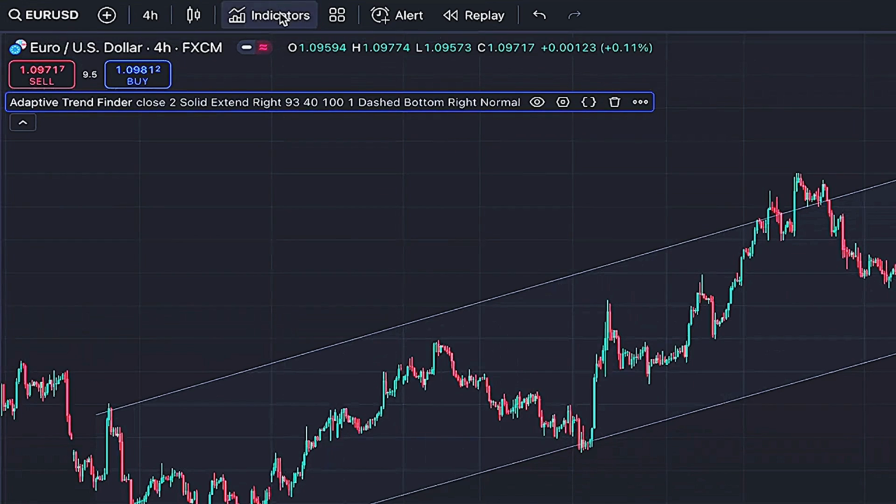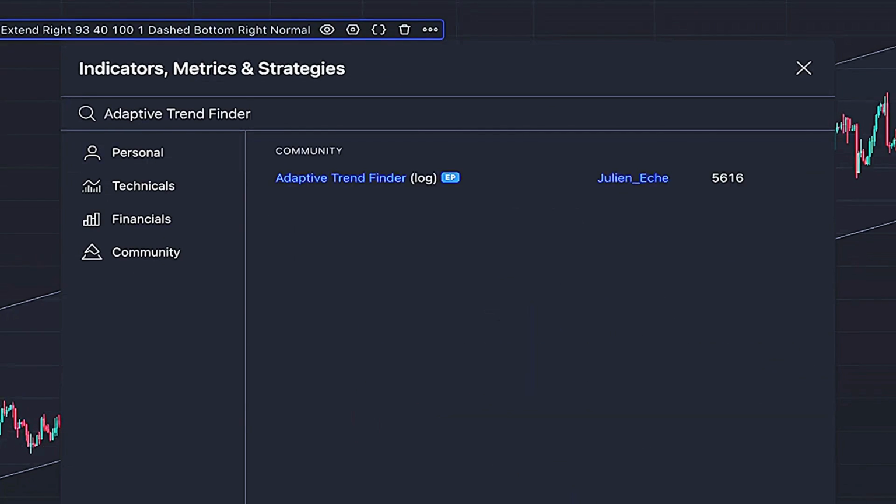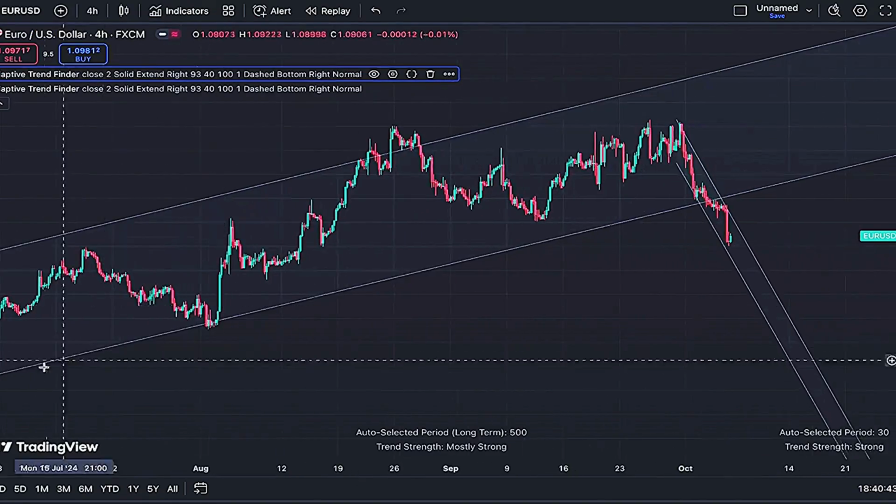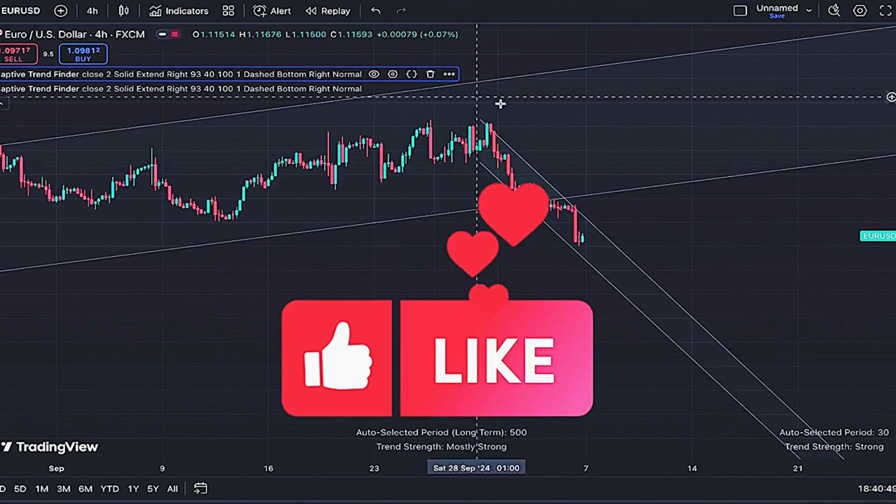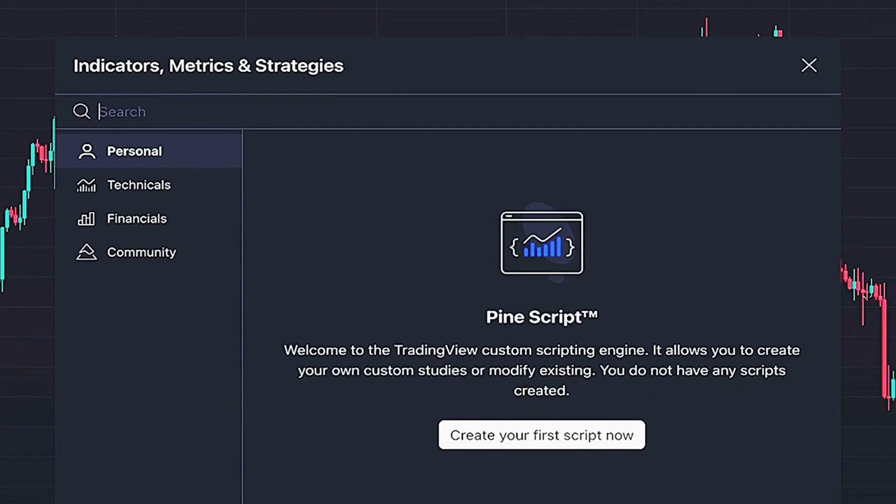One effective way of using this indicator is having 2 of them, one showing long-term and the other showing short-term, which, with the help of this setup, you can effectively analyze trends. Alright, the next one is candlestick patterns.